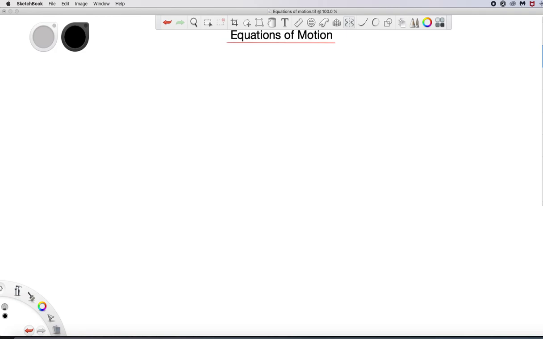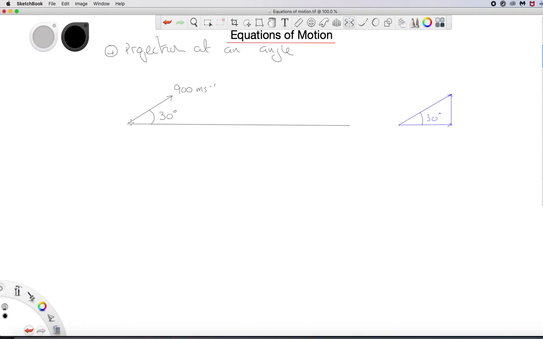So let's look at our final scenario then, projecting at some angle. So let's say we project something at an angle of 30 degrees to the horizontal at 900 meters per second. So we want to know the maximum height attained. We want to know the time of flight. And we want to know the range. We could also be looking at the velocity on return, but I'm just going to do these three here.